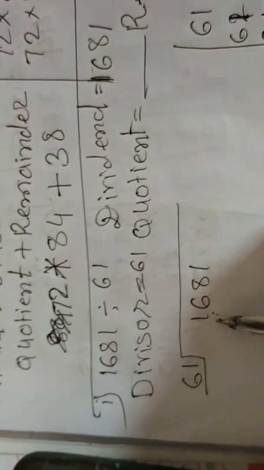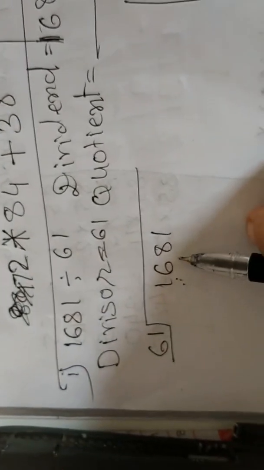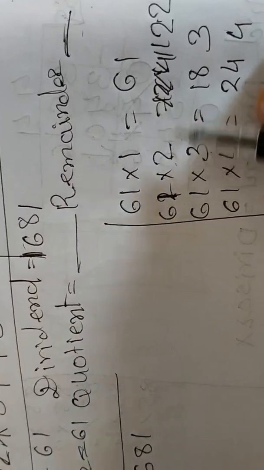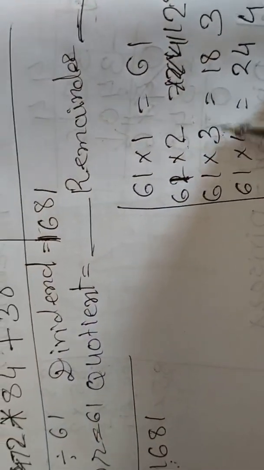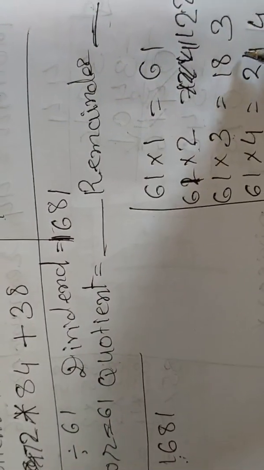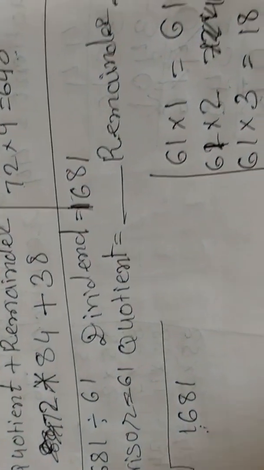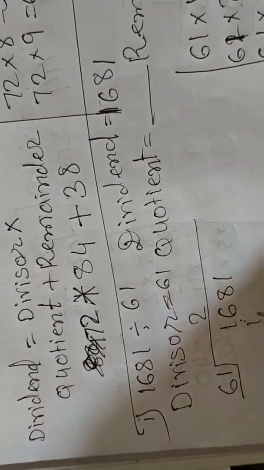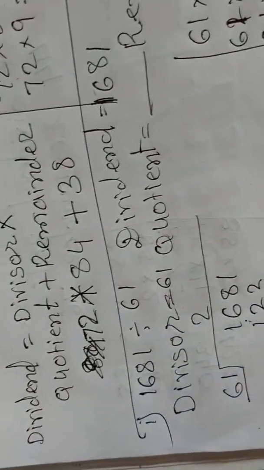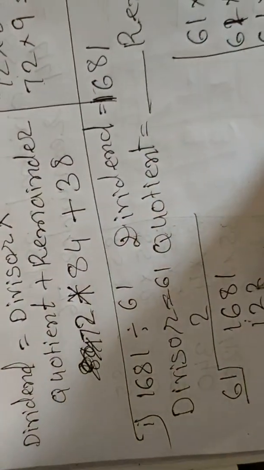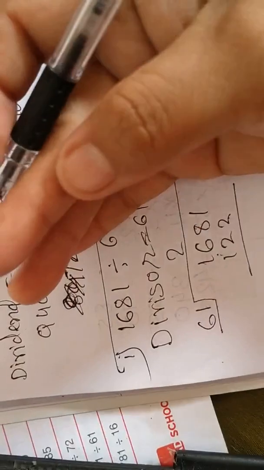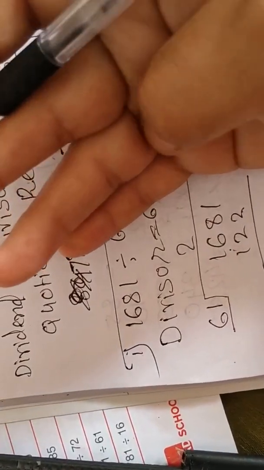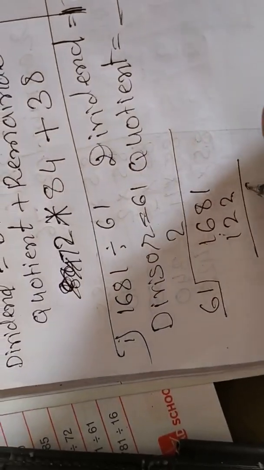So students, here 168 is our first starting division number. 61 ones are 61, 61 twos are 122, 61 threes are 183. So 183 is a bigger number than the 168, so we have to take here 122. 61 twos are 122 is there. 8 minus 2, 8 on your finger, 1 2 3 4 5 6 7 8. Cut 2, 1 and 2, so remaining number is 6. We have to write here 6.